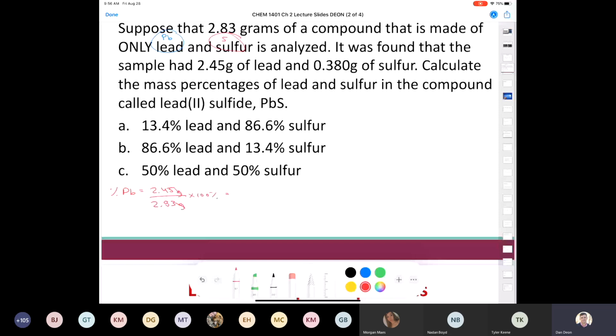I've done that over here on a piece of paper. And I get 86.6% lead. So this must be the answer. And if you take 100 and subtract 86.6%, you're going to end up with the rest, which is sulfur, which is only 13.4%. There you have it. Give me a thumbs up if you think you can solve that one.